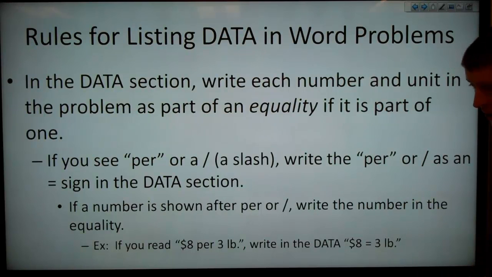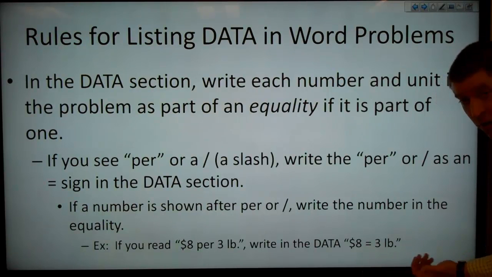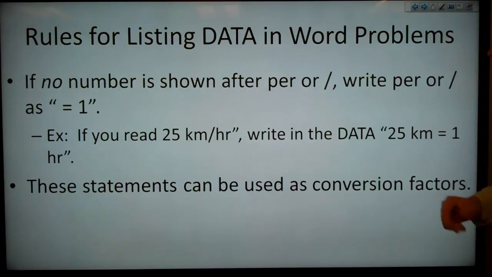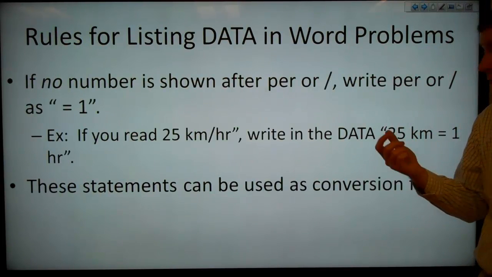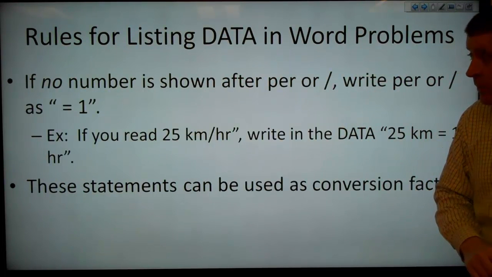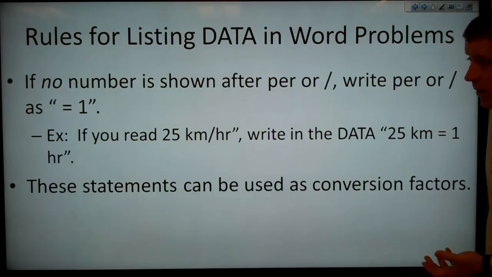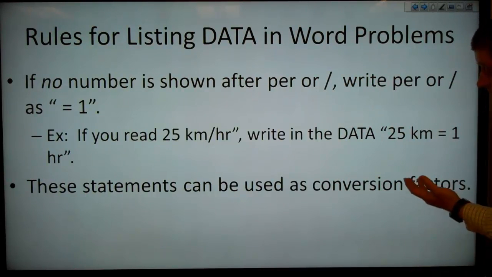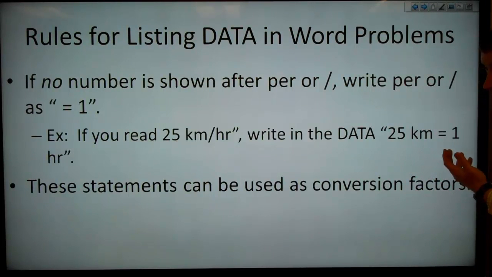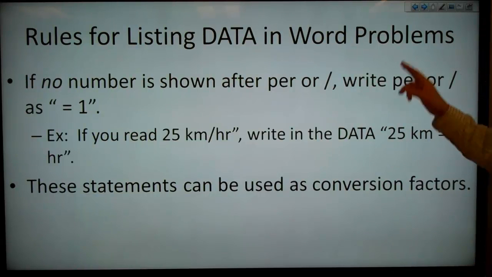So if you read $8 per 3 pounds, then you want to write in the data section $8 equals 3 pounds. If no number is shown after the per or slash, then you want to write the per or slash as equals to 1. For example, if you read 25 kilometers per hour, then you want to write in the data section 25 kilometers is equal to 1 hour. And these statements can then be used as conversion factors in your problem solving.